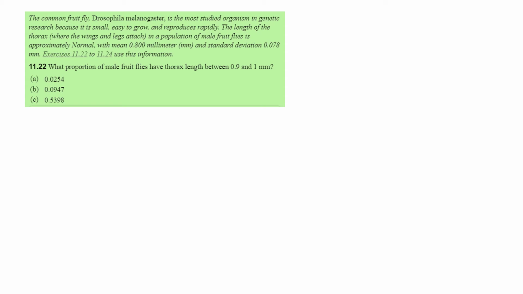For the fruit fly, the mean is 0.8, standard deviation is 0.075. Now, what proportion of male fruit flies have thorax length between 0.9 and 1 millimeter? If I am trying to make use of the table, I need to standardize this. I need to get the z-score.